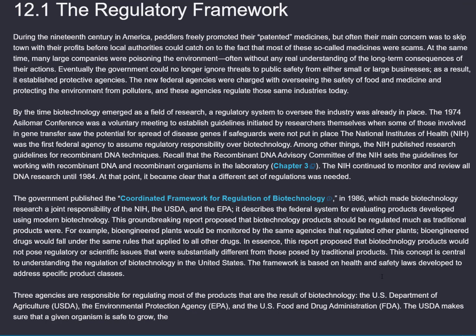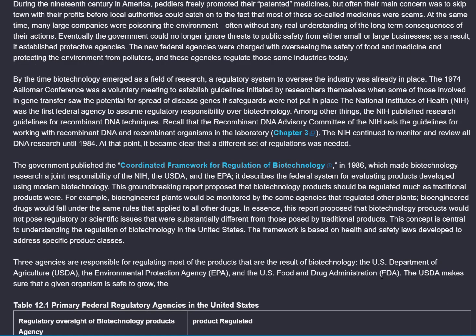12.1 The regulatory framework. During the 19th century in America, peddlers freely promoted their patented medicines, but often their main concern was to skip town with their profits before local authorities could catch on to the fact that most of these so-called medicines were scams. At the same time, many large companies were poisoning the environment, often without any real understanding of the long-term consequences of their actions. Eventually the government could no longer ignore threats to public safety from either small or large businesses. As a result, it established protective agencies.